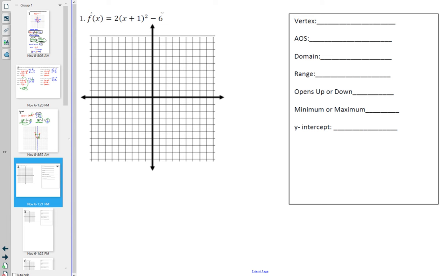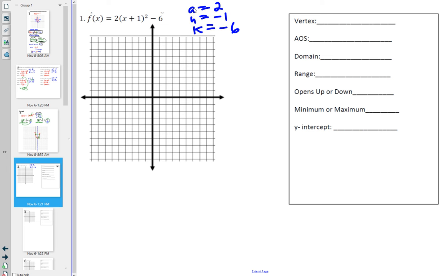Okay, so now the structure, we kind of revert back to what we saw last week, where we have to answer these questions. But because we're going to be given the vertex for free, it's going to go much faster. Let's first identify A, H, and K. Last week we were identifying A, B, and C. This is in vertex form. Let's identify A, H, and K. What's A here? 2. What's H? -1. What's K? -6. So now I don't have to find my vertex. I already have it.